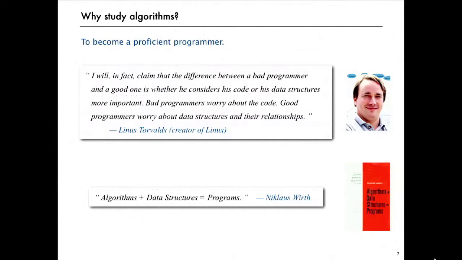Another reason many people study algorithms, and I suspect many of you, is it's necessary to understand good algorithms, efficient algorithms, and good data structures in order to be a proficient programmer. Linus Torvalds, who created Linux, says that the difference between a bad programmer and a good one is whether he considers his code or his data structures more important. Bad programmers worry about the code, good programmers worry about data structures and their relationships, and I might add, the algorithms that process them. Nicholas Wirth, another pioneer in computer science, wrote a famous book called Algorithms plus Data Structures equals Programs.